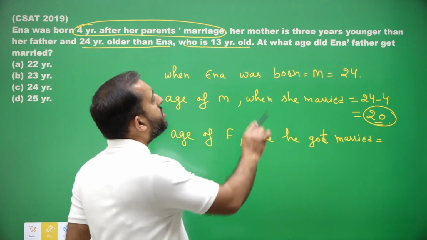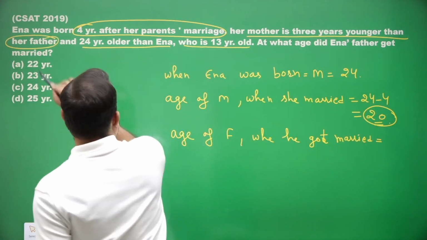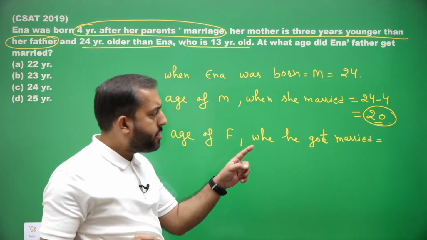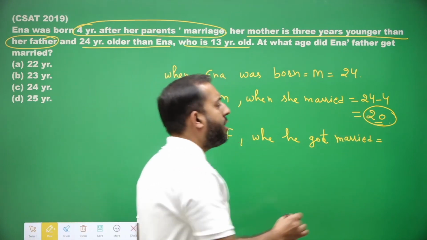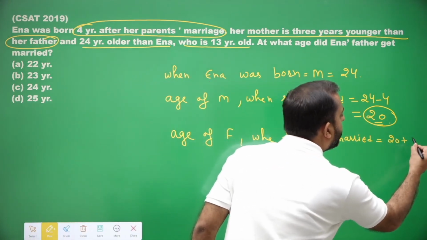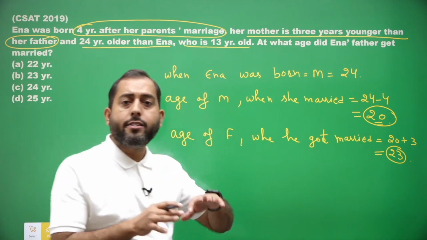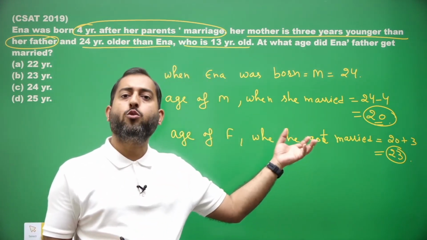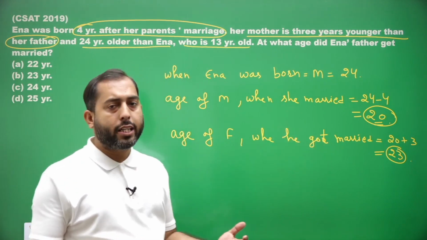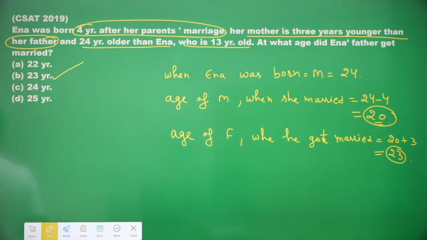It is given to us that Ina's mother is 3 years younger to her father. So at the time of marriage, if Ina's mother is 20, Ina's father must be 20 plus 3, that is 23. Because Ina's mother is younger than her father, age of her father should be more than 20. So 20 plus 3 is 23. Hence, answer of this question is option B. Please make a note of it.